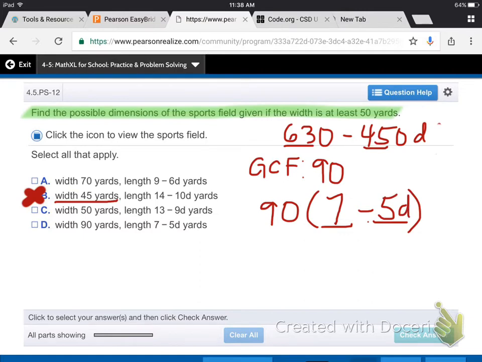Okay, so let's see. Looks like our clear winner is, which answer choice is it? You got it, D. The width is 90 yards and the length is 7 minus 5d.